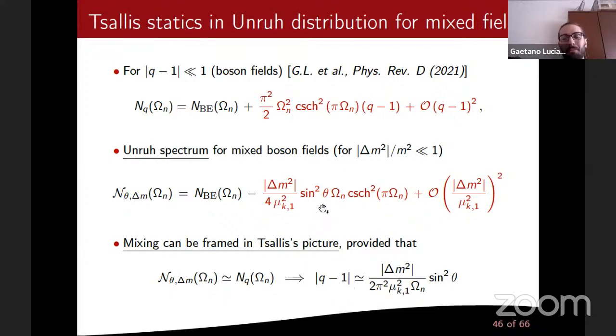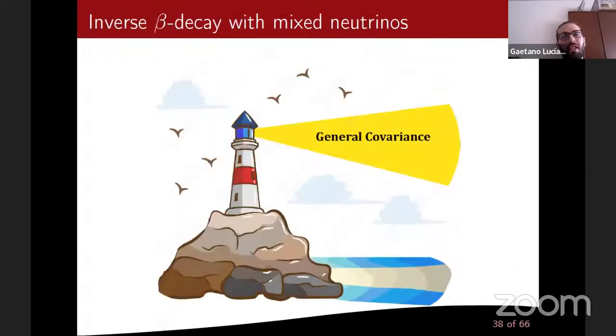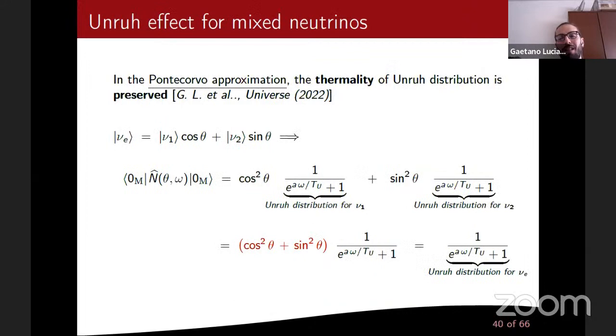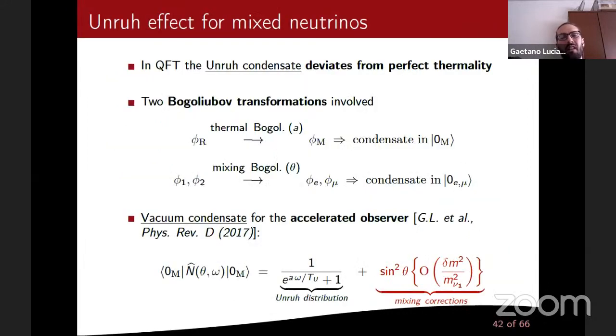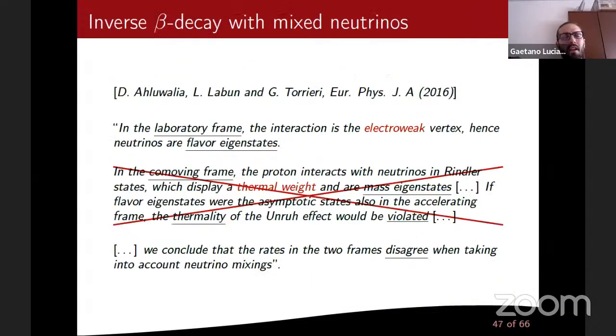But in principle, let me summarize. If we work with Pontecorvo states, which is the assumption they are using in this work, and also the assumption we shall use in our work, you have no violation of the thermality of the Unruh effect. This occurs only if you consider also this extra Bogoliubov transformation, which is not the case we are considering. So this is just a derivation. This is what I was saying before. This claim, as far as you work in the Pontecorvo approximation, is not supported by computation. So in principle, it's wrong.